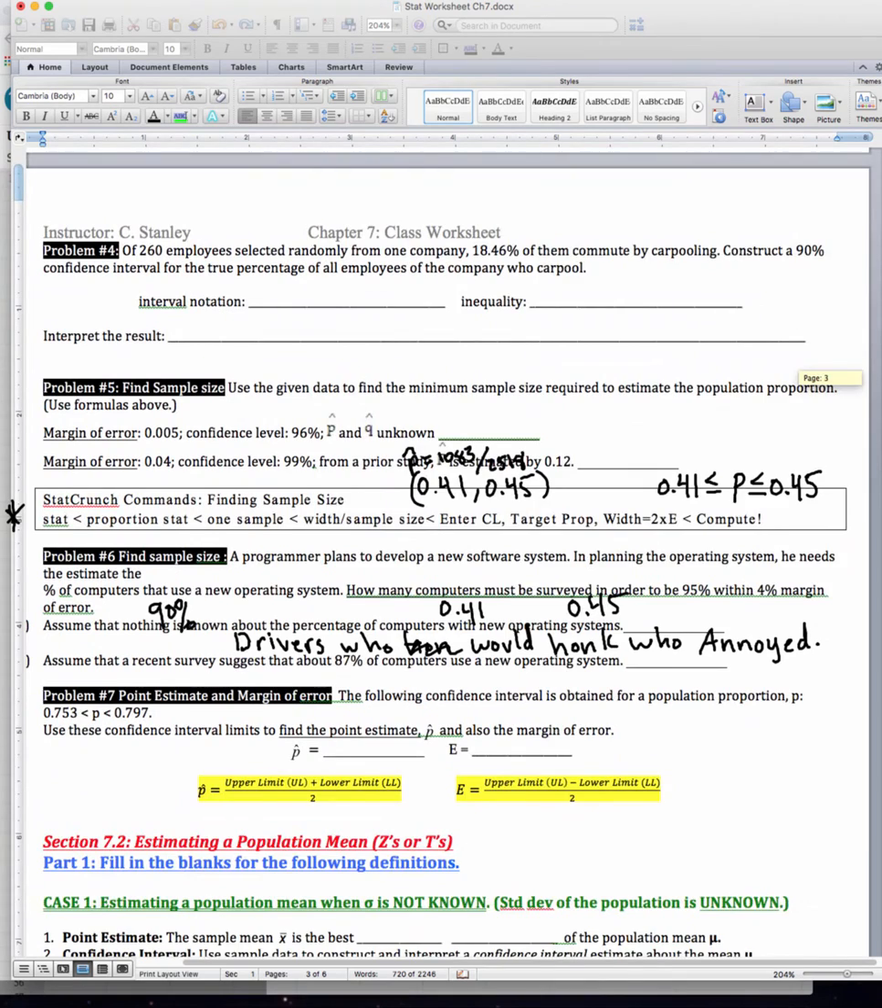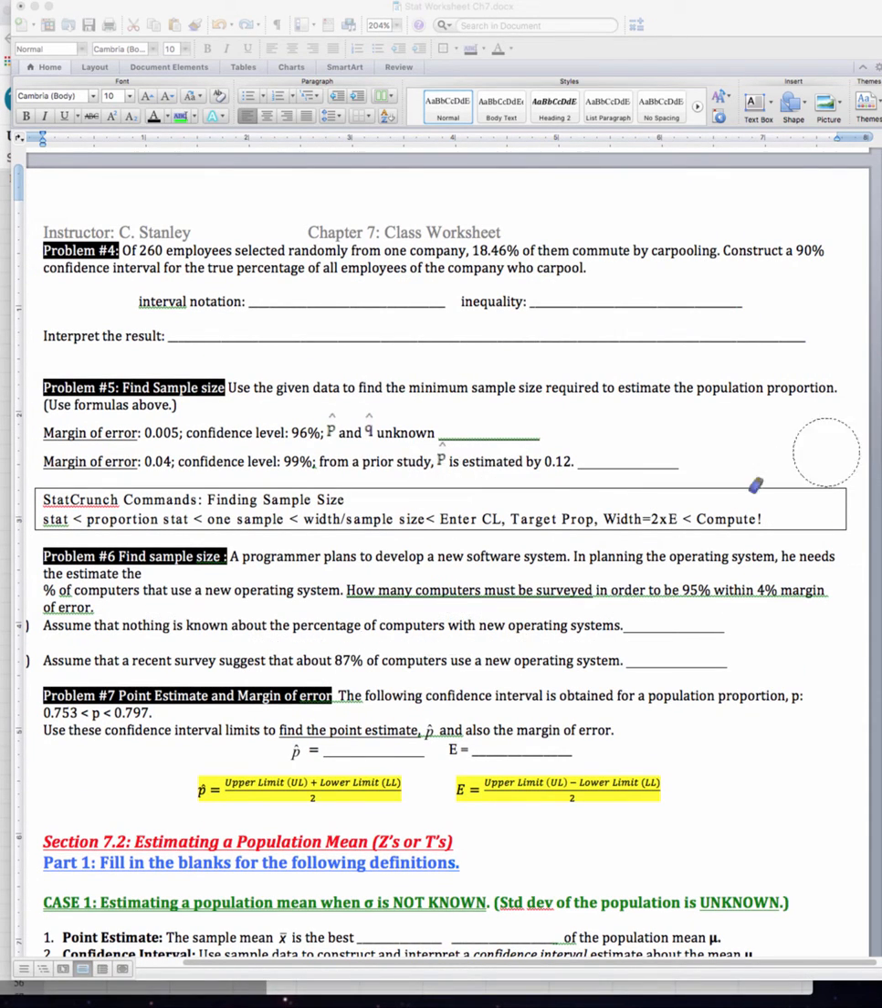Okay, let's do another one. This one's going to be written a little differently. I'm going to bring my calculator back up because I'm going to need my calculator.